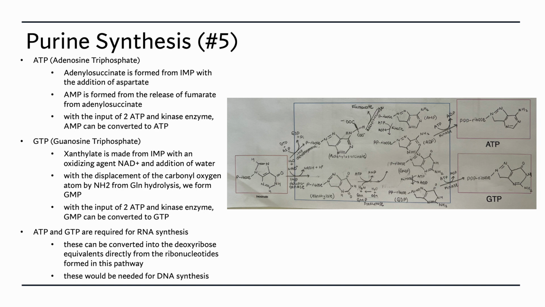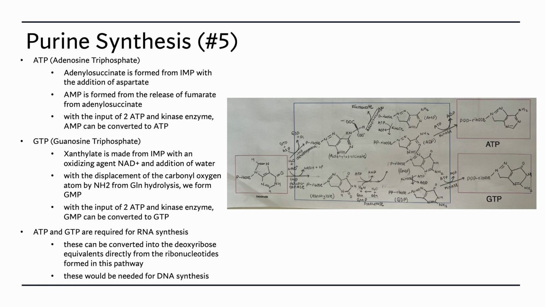Next, let's talk about GTP. Xanthylate is made from IMP with an oxidizing agent NAD+, and the addition of water. Next, with the displacement of the carbonyl oxygen atom by NH2, which is sourced from glutamine hydrolysis, we form GMP. Lastly, with the input of 2 ATP and the help of kinase enzymes, GMP can be converted to GTP.